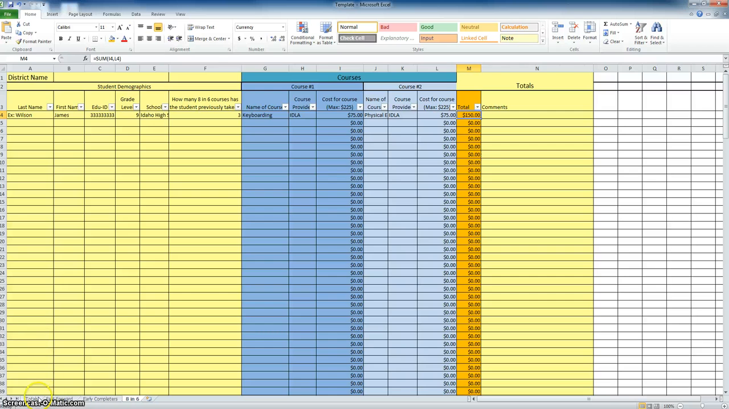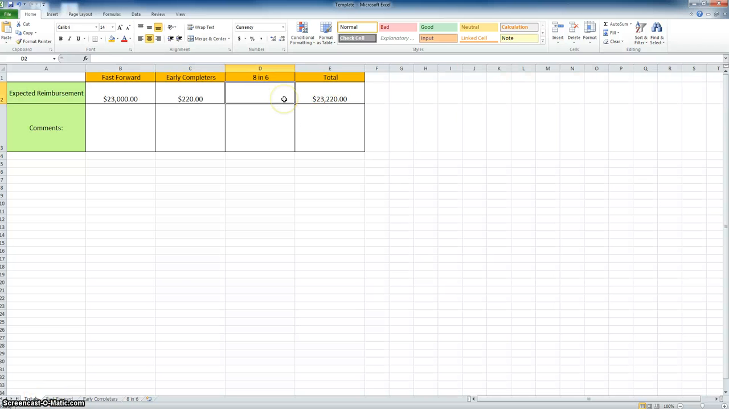And so I'm going to go over here and report that in my totals. And so through this, you see that the State Department owes this particular school district $23,370 for advanced opportunities.